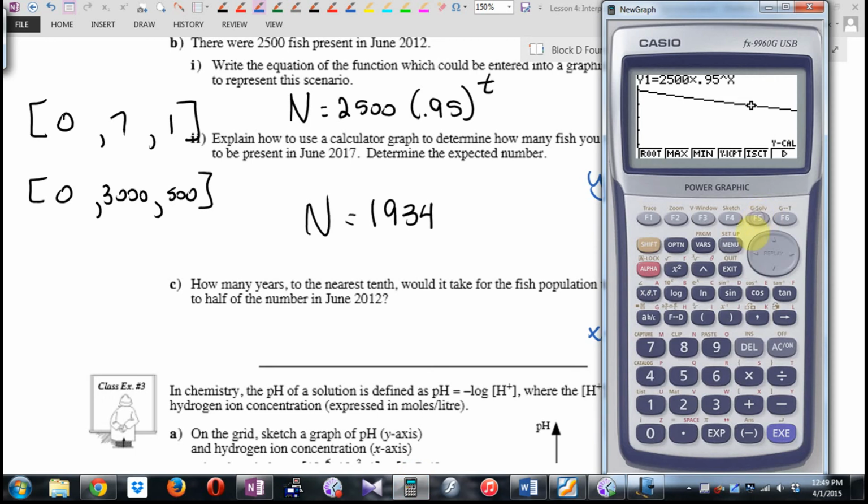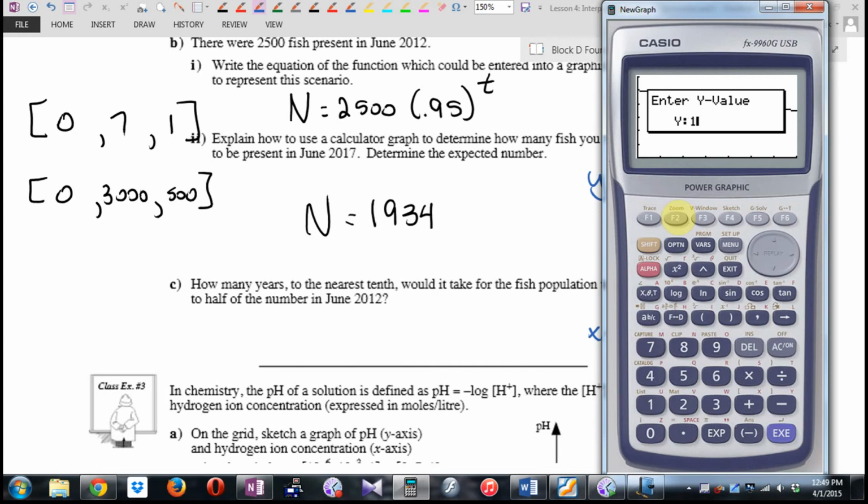So I'm going to go F5, arrow sideways, X calculation. What did we start out with? How many fish? 2,500. So what would half of that be? When will we only have half the fish left? Uh-oh. Did you guys get that error as well?